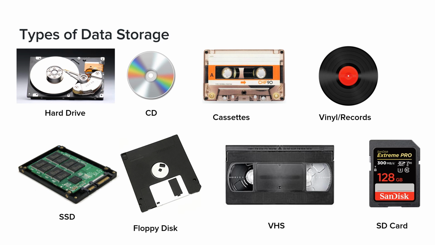And we're going to separate these into a couple of different categories. We have cards or discs, which contain CDs and vinyl records. We have tapes, which contain cassettes and VHS tapes. We have discs, which are magnetic-based memory, like floppy disks and hard drives. And then we have cards, like SSDs and SD cards.